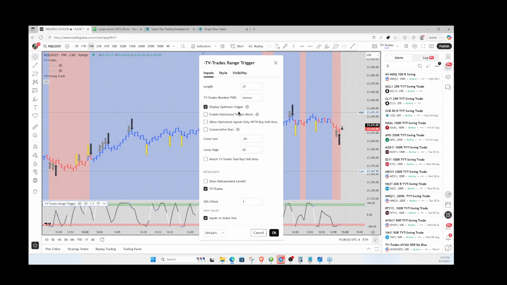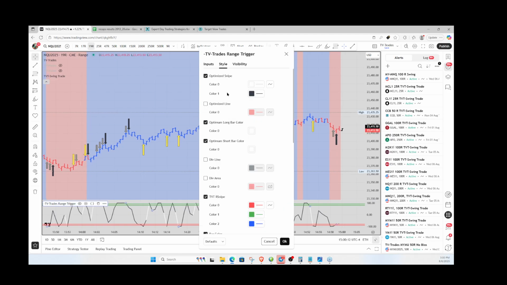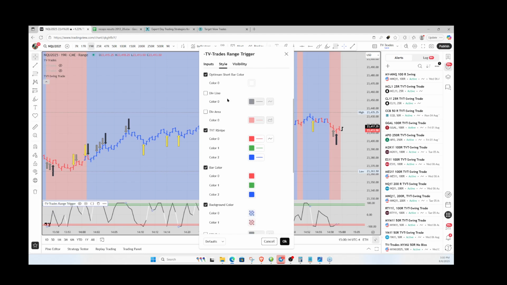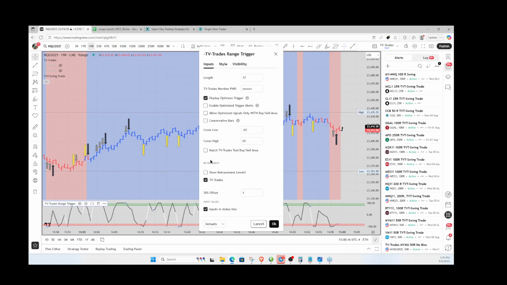Now, to get the retracement levels, you do have to put the password in. You have to put that password in to get the retracement levels. To turn on the retracement levels, first you have to just click right here. That does not put the midpoint on. That just puts the outer bands on.